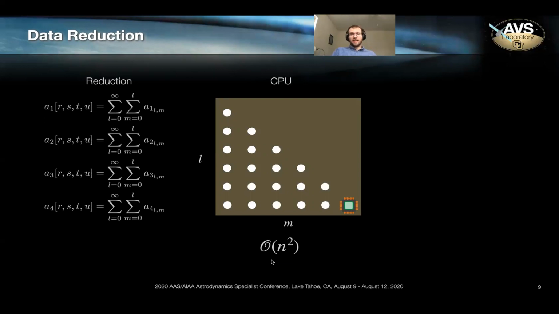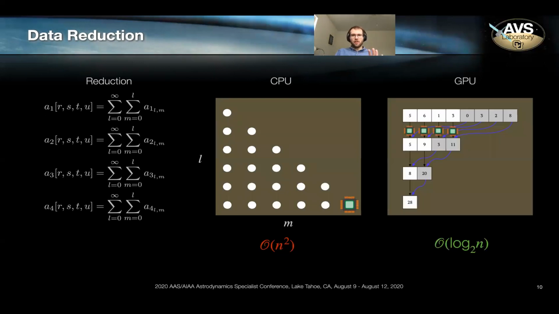Fortunately, reduction is a problem that has been well studied on GPUs, and I leave reference to this in my paper. But on a GPU, you can imagine compressing this matrix into a single array and making use of these distributed processors on a GPU to convert this operation from order n squared to order log base 2 n, which is a dramatic reduction in arithmetic intensity.